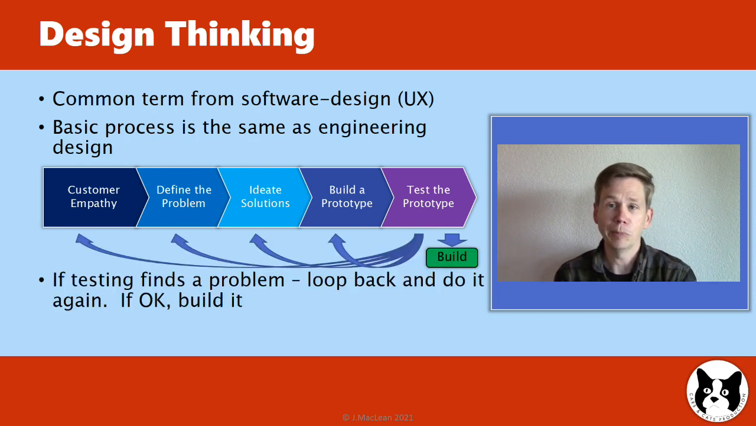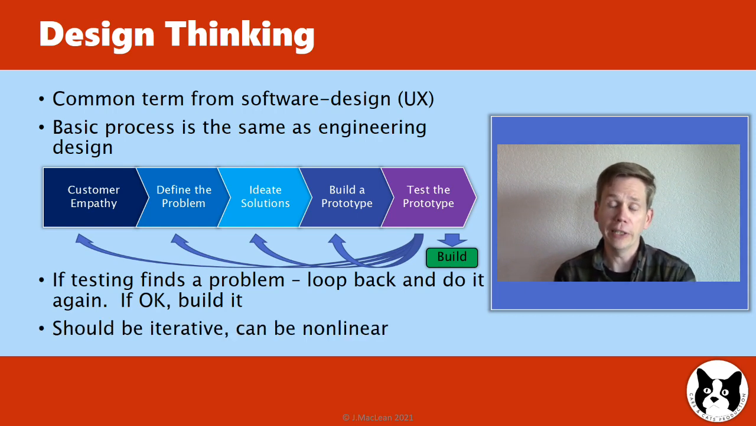When you get to testing the prototype, if you find a problem, loop back to one of the earlier stages and do it again. If you don't find a problem, just build it. So that's just production. It should be iterative, so you should get to the end, and you should always actually go back and check and see if you can make it better. And in software terms, it can be nonlinear, so things can happen in parallel, so you can make some solutions while you're talking to the customer.